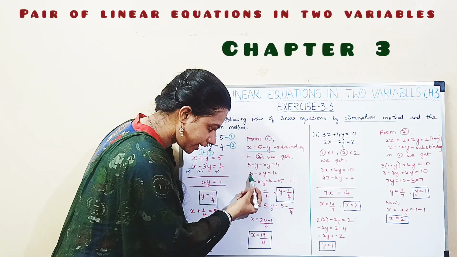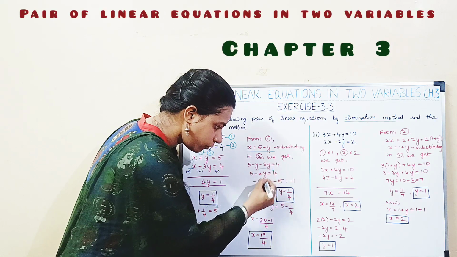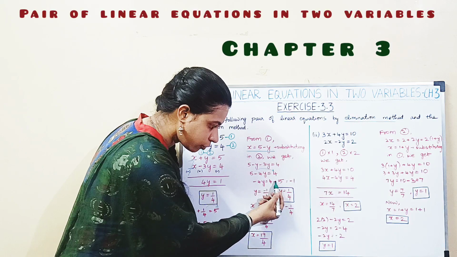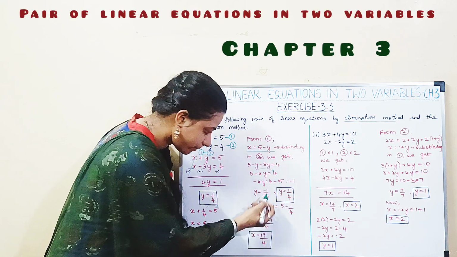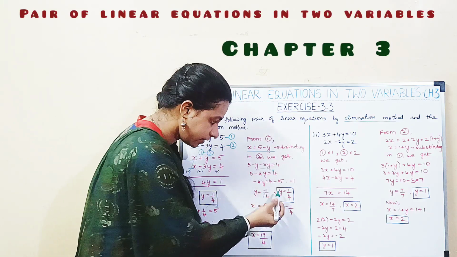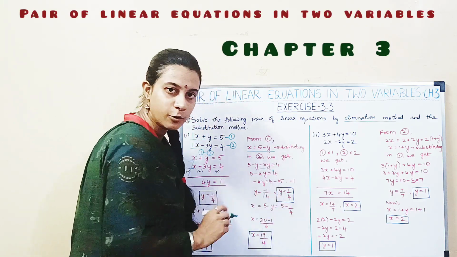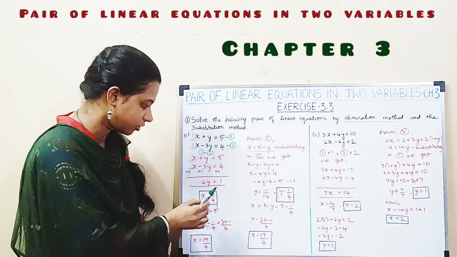On simplification we will get 5 minus 4y equal to 4, minus 4y is equal to 4 minus 5, minus 4y equal to minus 1, which is nothing but y equal to minus 1 by minus 4. When we cancel out the minus sign on numerator and denominator, we will get y equal to 1 by 4. If we check, we have got the same answer through the elimination method also.